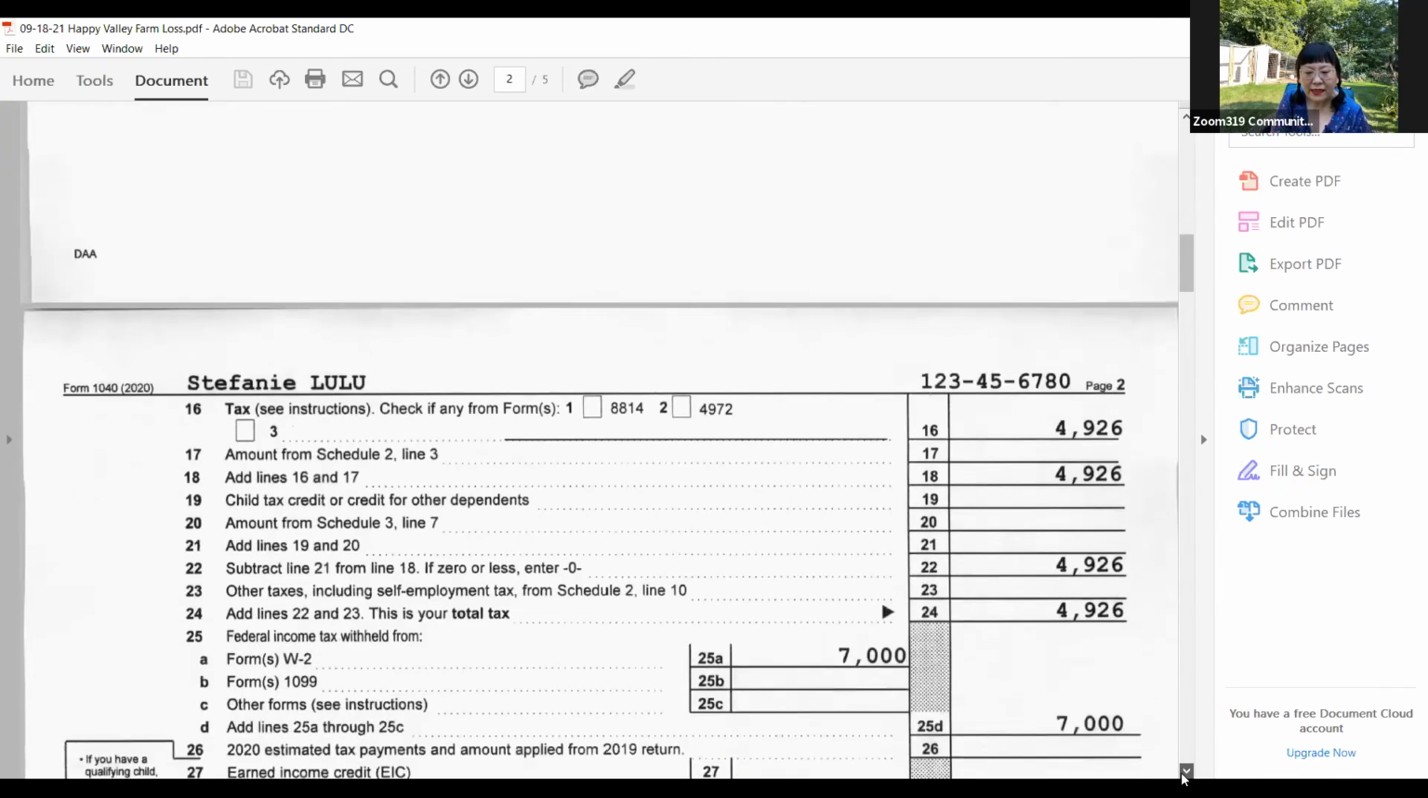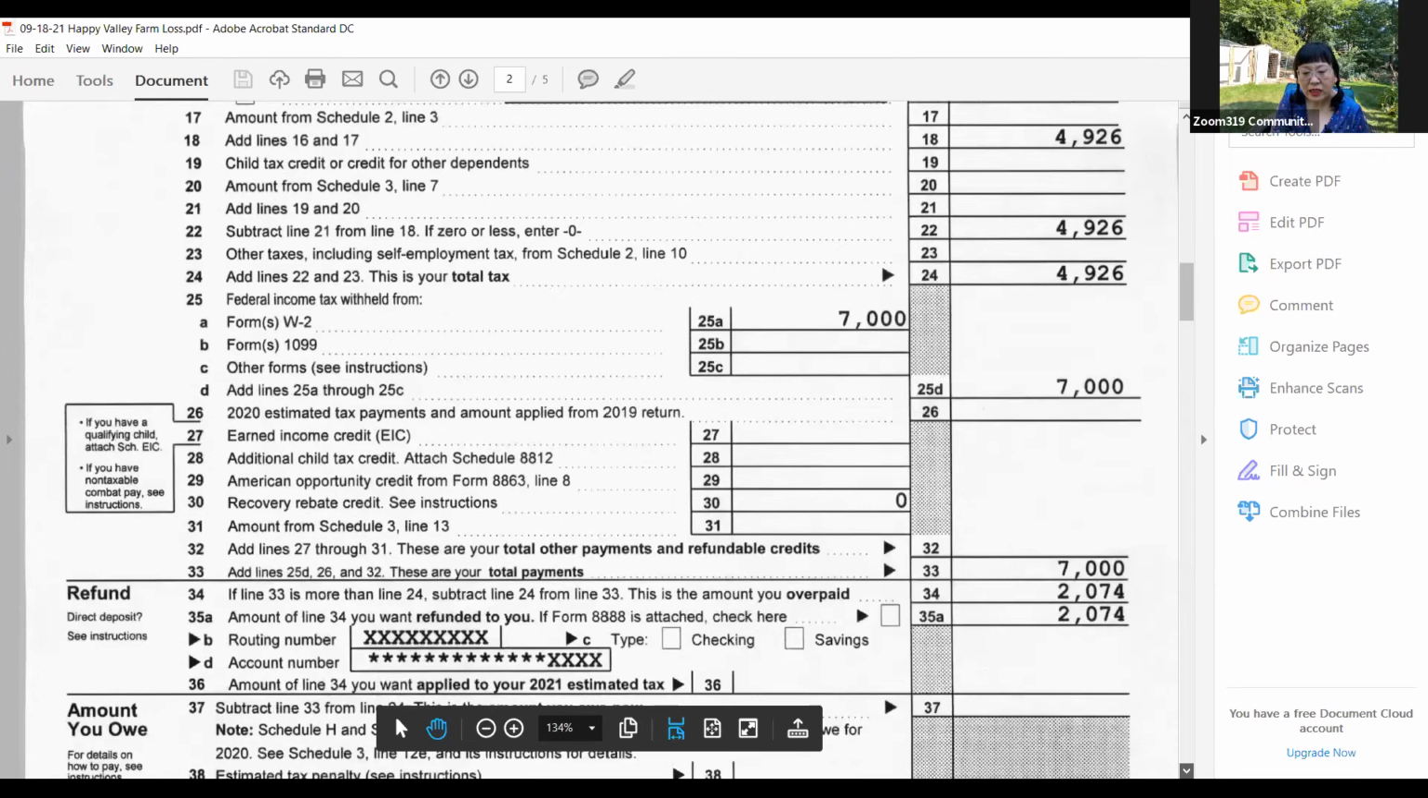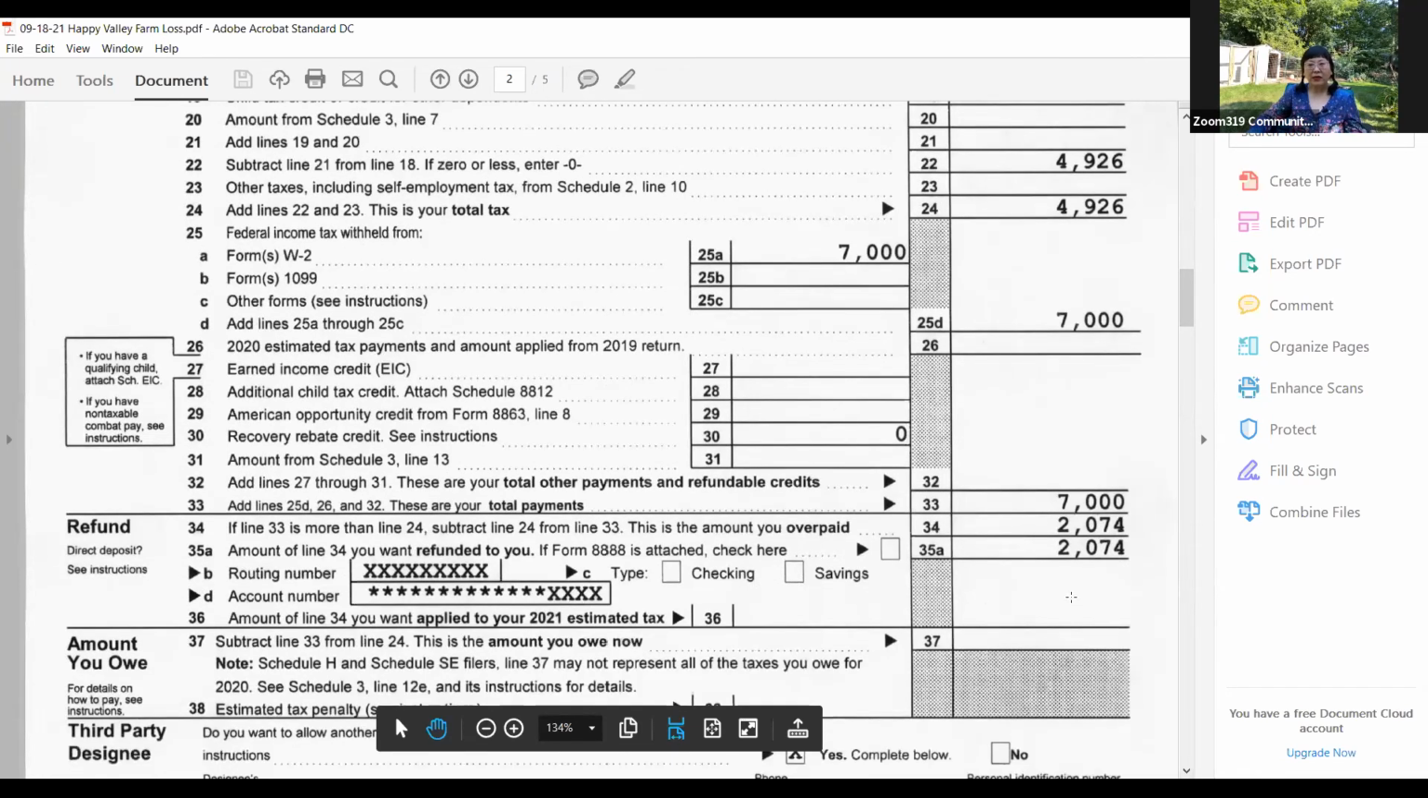So now let's look at the second page. Her taxes are 4,926. Remember her W-2 withheld 7,000. That's why she got a $2,000 refund. So Stephanie comes to you and she's like, I made a lot of sales this year. Am I going to pay taxes or not?